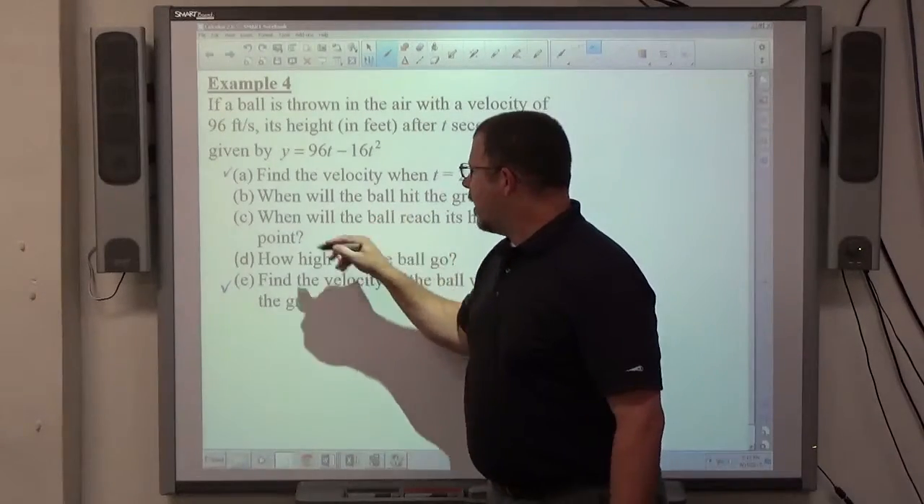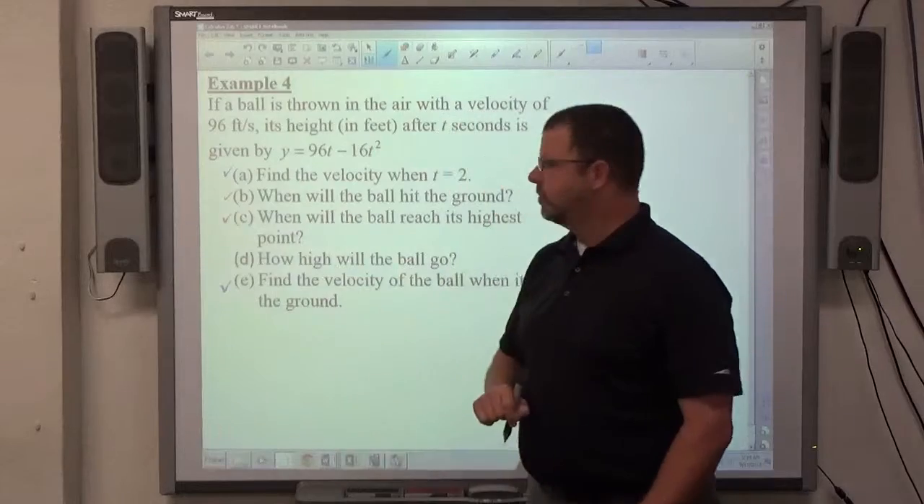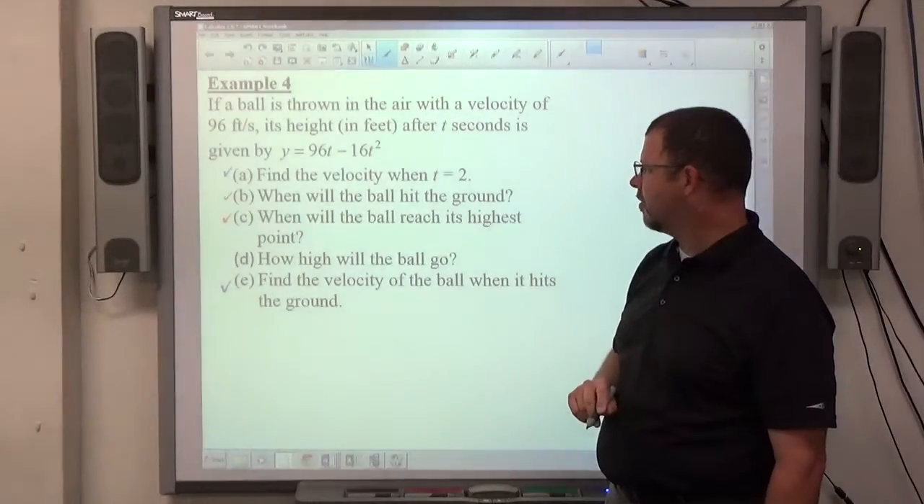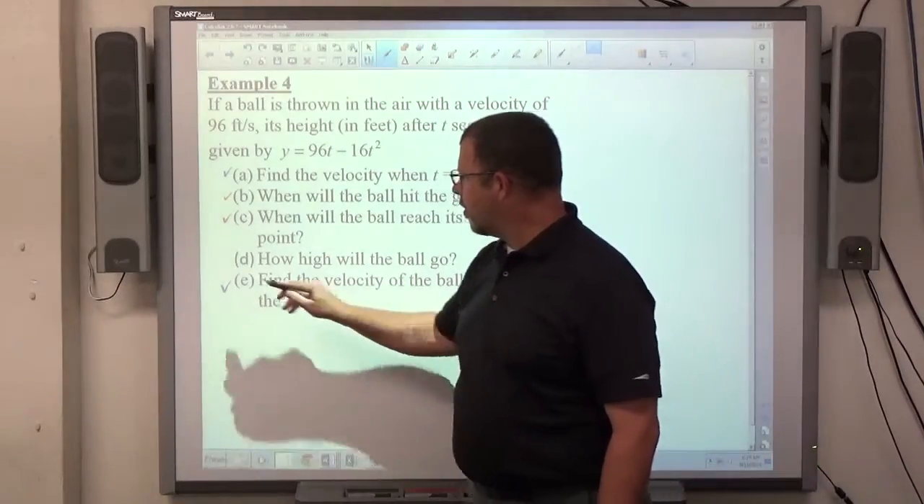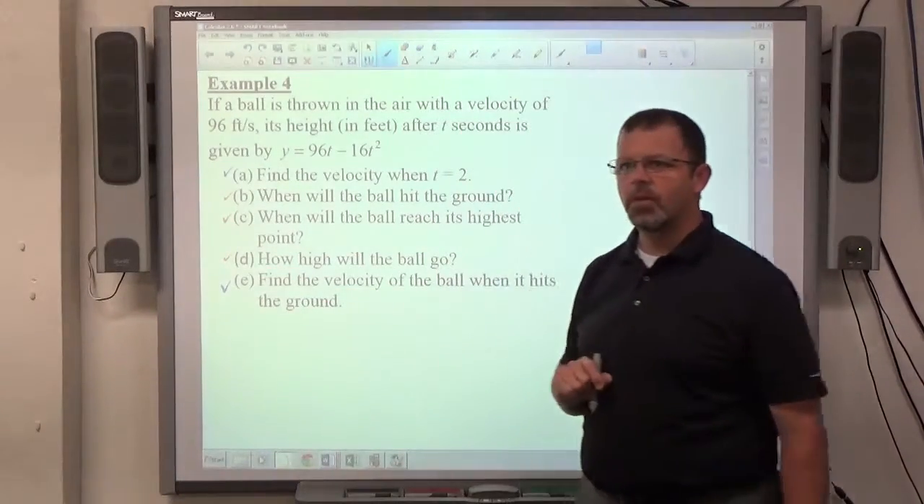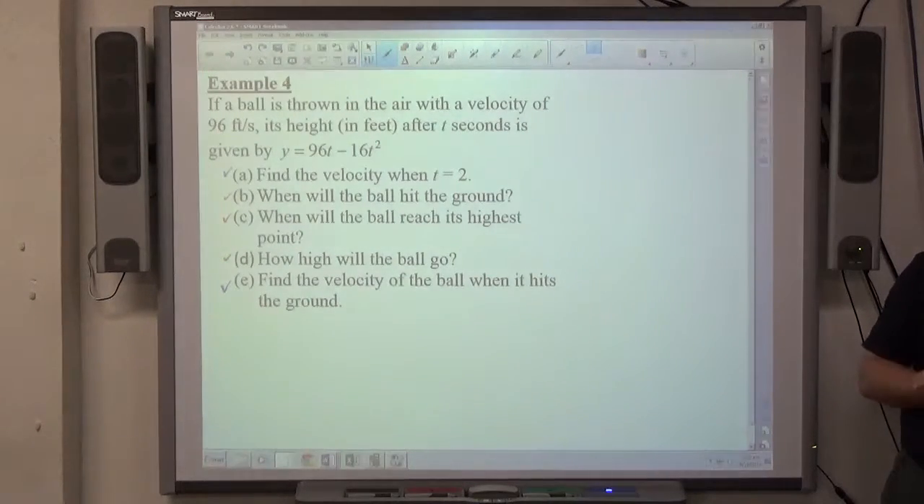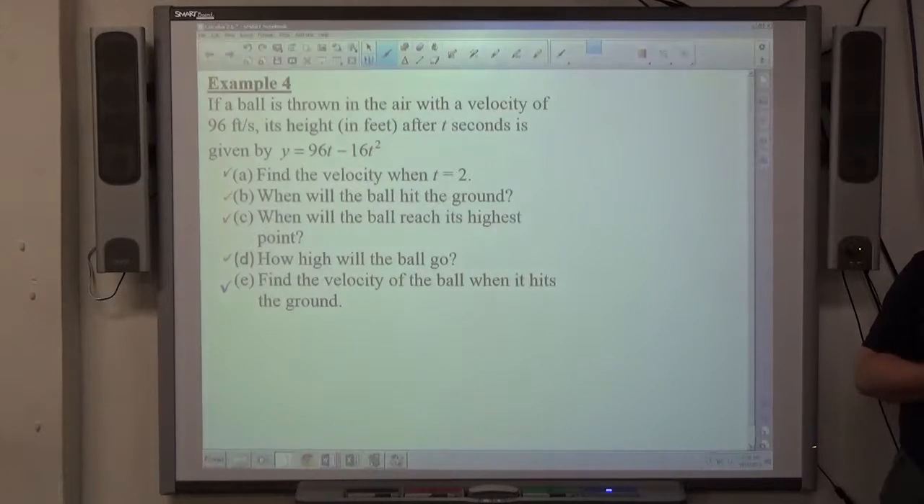When will the ball hit the ground? That's a question of height. When will the ball reach its highest point? That's also a height question. How high will the ball go? That's also a height question. Okay? Some of these questions are pretty straightforward. Some of them are not as straightforward, so we need to do a little bit of thinking here before we do it. First of all, velocity.